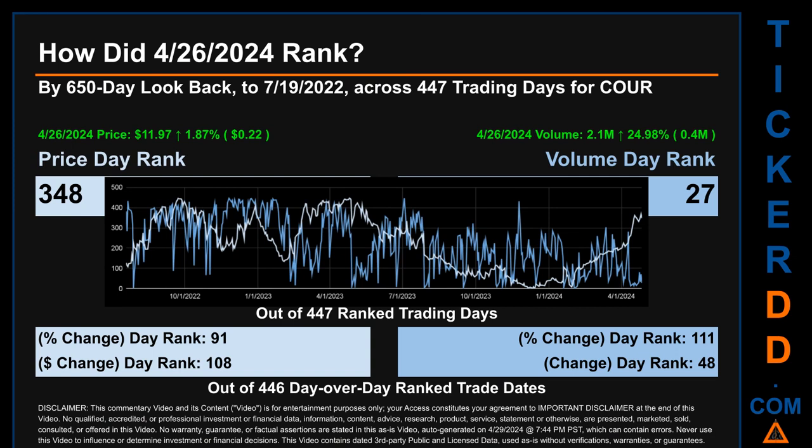The price's day-over-day percentage change, jumping 1.87% on April 26, 2024, had a day rank of 91 while its dollar difference of 22 cents had a rank of 108 when compared day over day across 446 trading days. Volume's percentage change and difference were ranked respectively at 111 and 48.